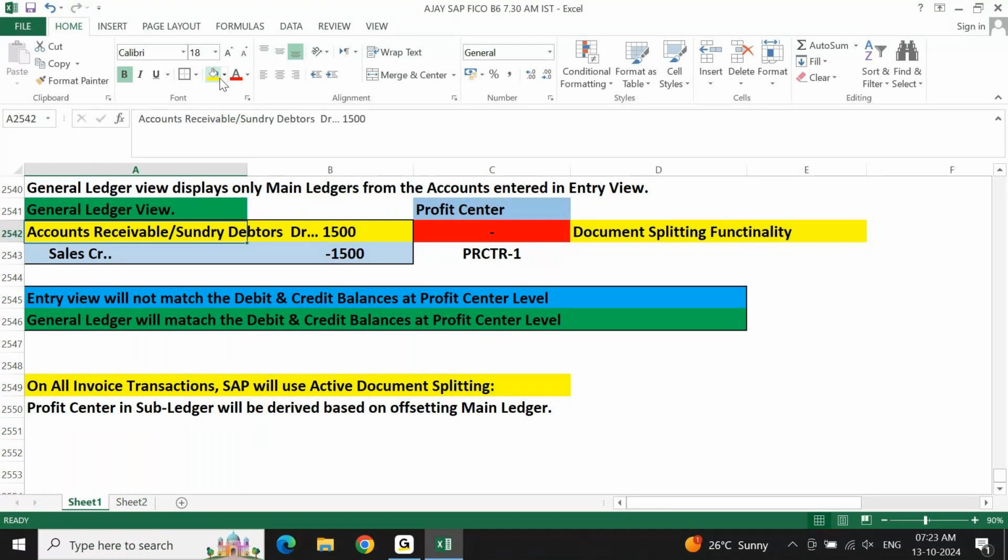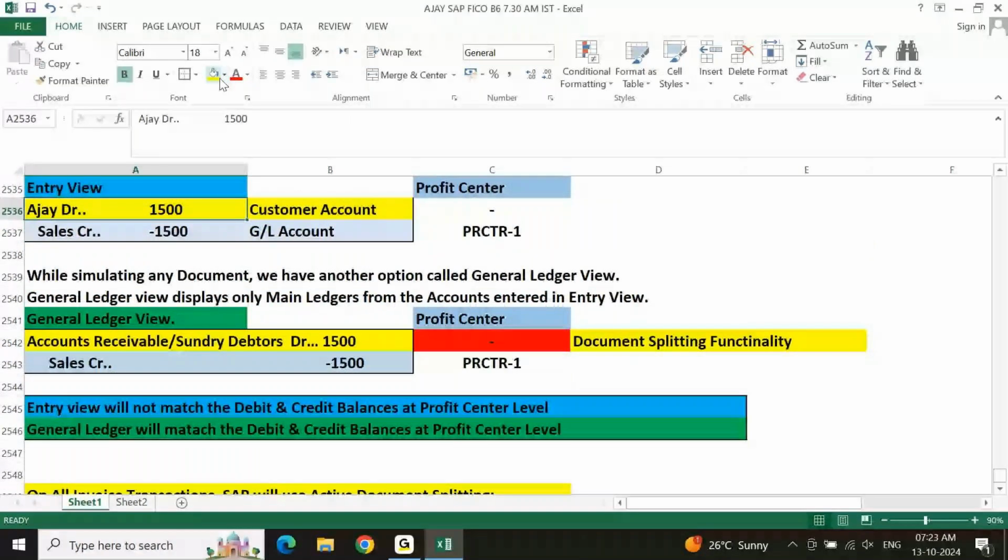If you look at the entry view, this is the customer invoice. Customer account debit, sales account credit. Sales is a GL account, right? Sales is a GL account, and this is a main ledger. Customer is a subledger. Now, how will the system bring the profit center into the subledger based on the main ledger?